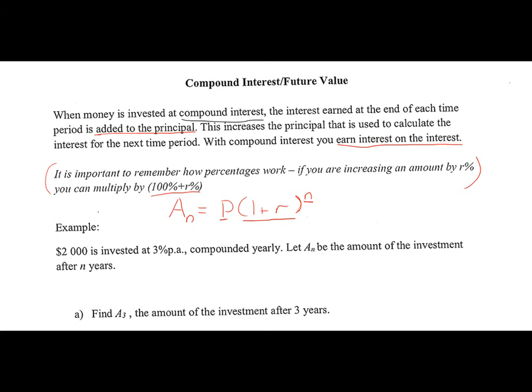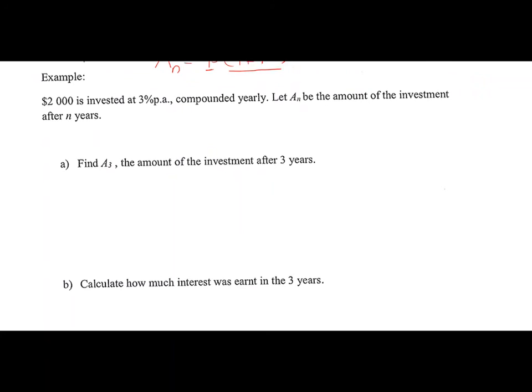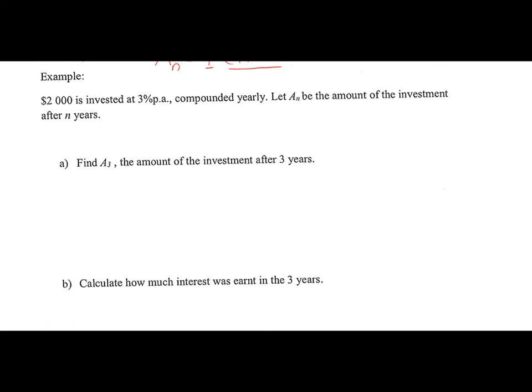So first example, $2,000 is invested at 3% per annum, and it's going to be compounded yearly. In other words, the interest is applied at the end of every year. A_n, as we said above, a subscript n, is the amount of the investment after n years. So find A_3, the amount of the investment after 3 years. So let's substitute into the formula we had above.